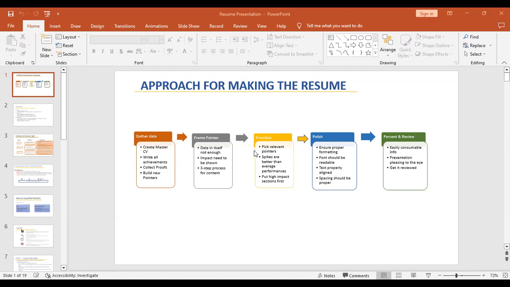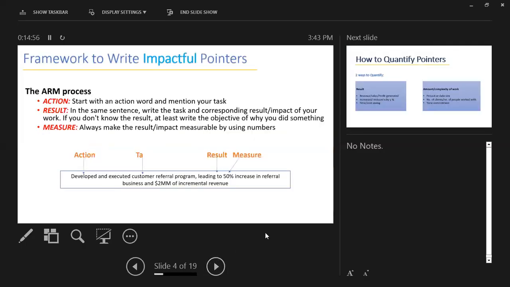Now, let us come to the most important part of this, which is called the ARM process: how to write impactful pointers. It's very easy to say you should have impactful points, but then how do you write them? So that formula also I need to discuss. The formula we call ARM, or RAM. A stands for the action.